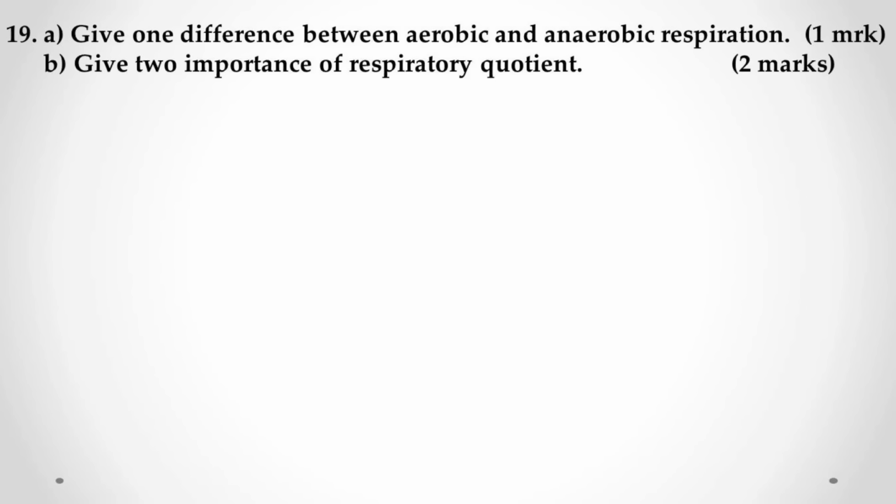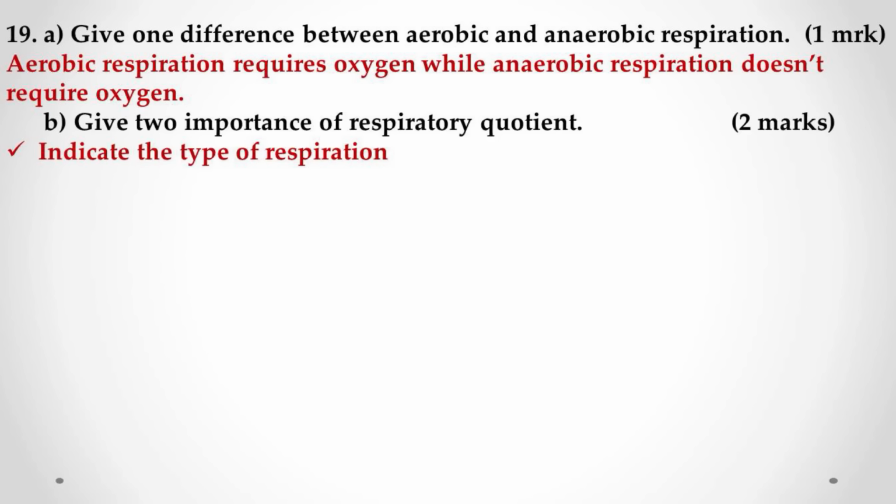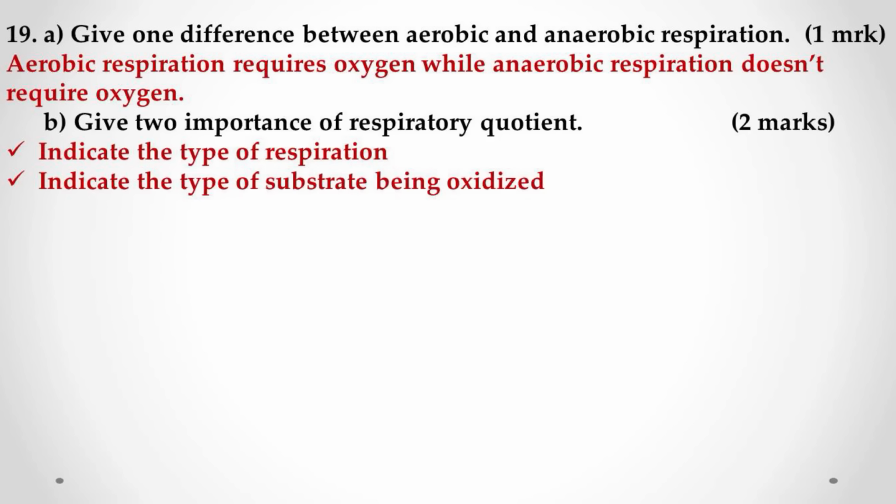Question 19a. Give one difference between aerobic and anaerobic respiration. And B, give 2 importance of respiratory quotient. The difference between aerobic and anaerobic respiration is that aerobic respiration requires oxygen, while anaerobic respiration doesn't require oxygen. Importance of respiratory quotient is that it indicates the type of respiration, and another significance is that it indicates the type of substrate being oxidized.